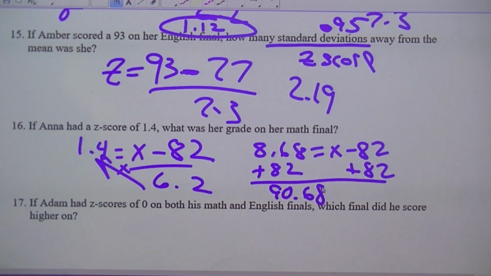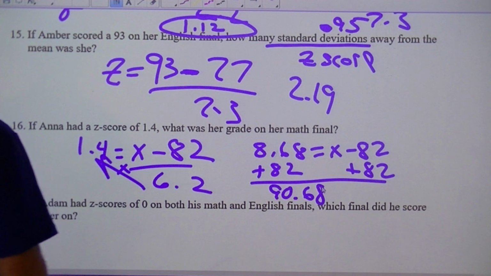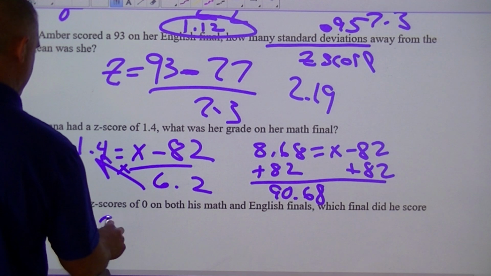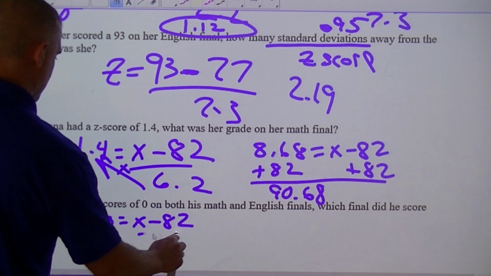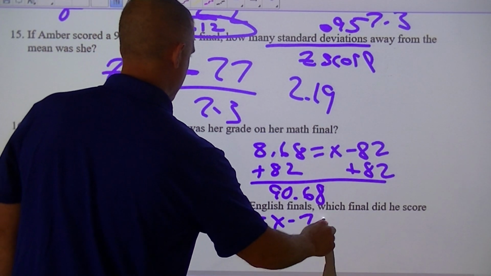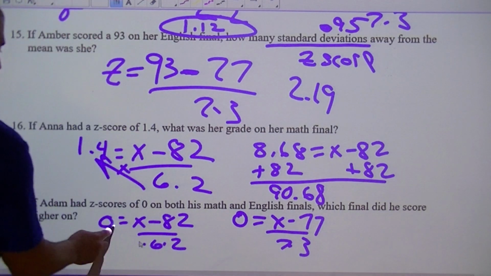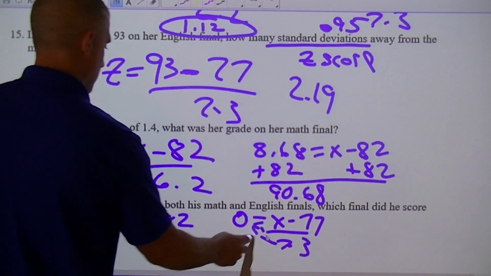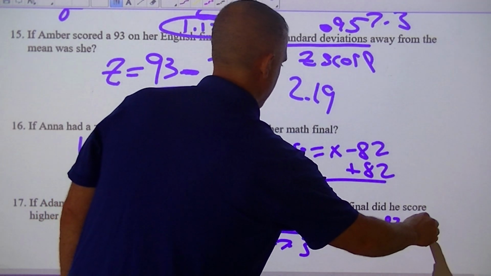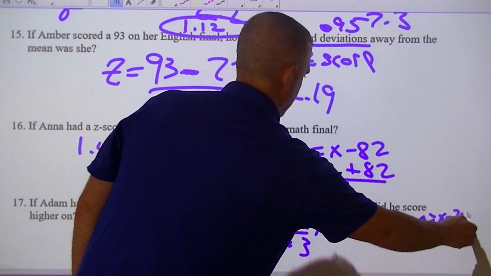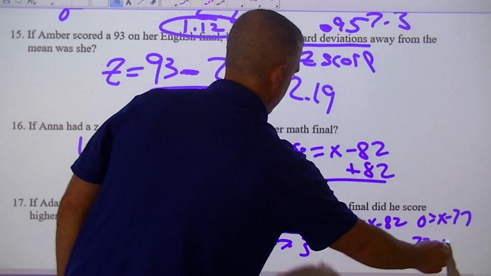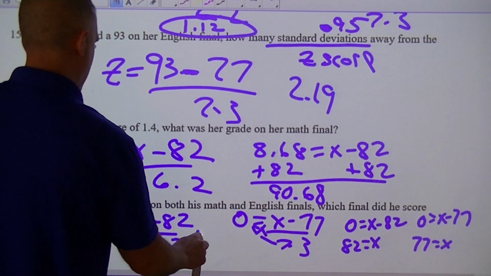If Adam had z-scores of 0 on both his math and English finals, what score did he have on the higher final? Well, the math one would be this. The English one would be this. Now what happens is when you cross multiply those, both of those would be 0. One would just be x minus 82. The other one would be 0 equals x minus 77. So this one would be 82 equals x. This one would be 77 equals x. So he did better on the math.